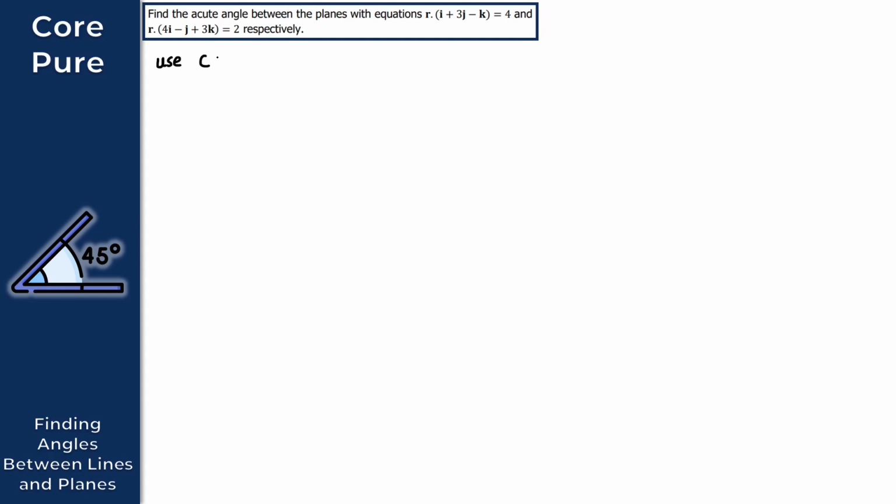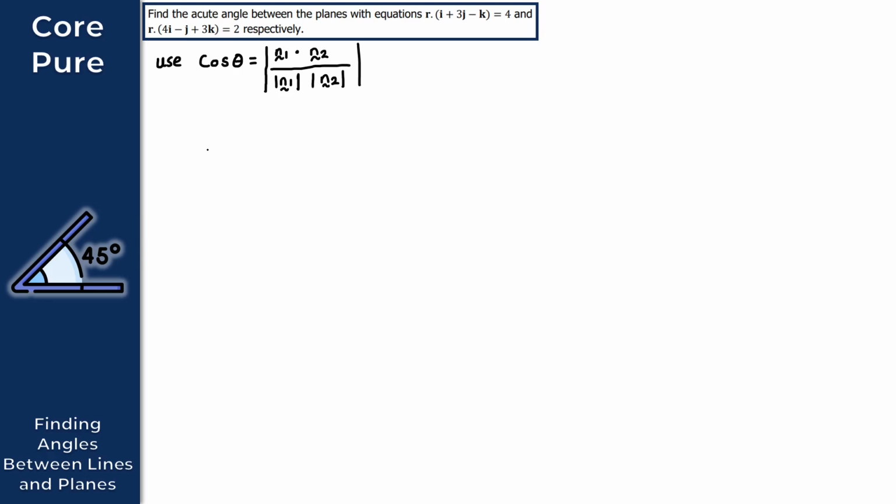So we use cos theta is equal to the modulus of n1, that's the normal to the first plane, dotted with n2, the normal to the second plane, and this is all over the modulus of n1 times the modulus of n2. So n1 here would be i plus 3j minus k, and n2 will be 4i minus j plus 3k.